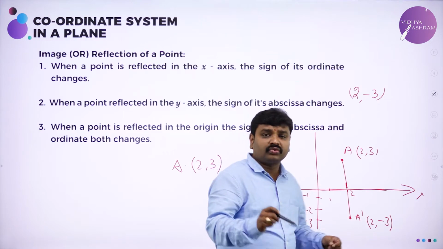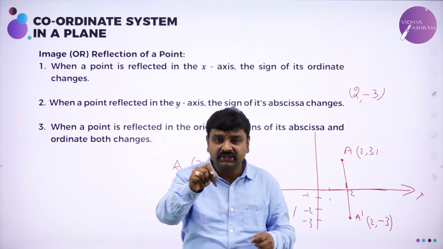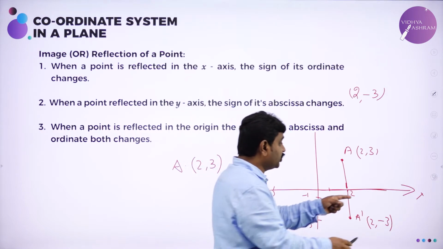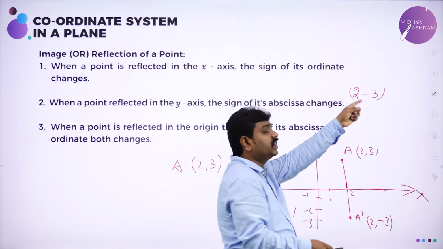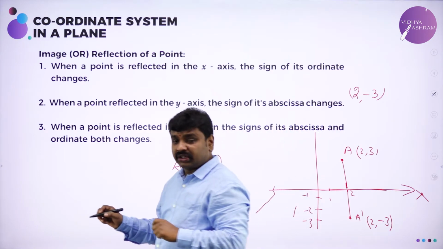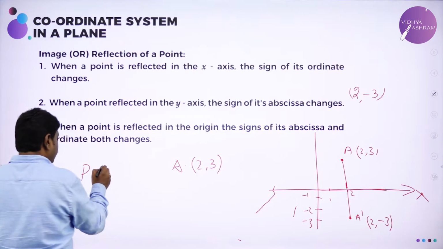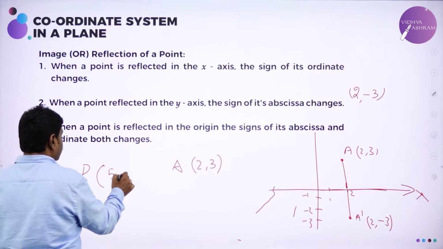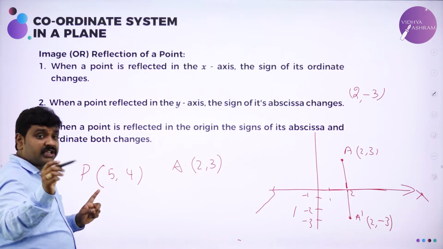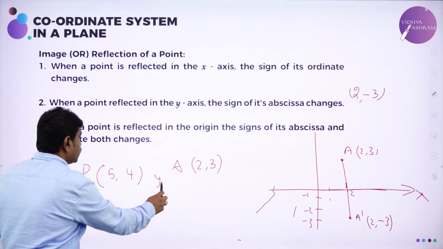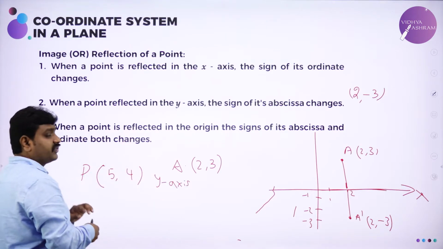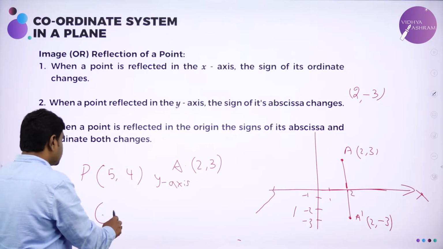All these are diagrammatic representations. If I ask you to find the image with respect to the y-axis, change the x coordinate sign. If I ask you to find the image with respect to the x-axis, change the y coordinate sign. Now I'll give another point, P. No need to draw always. P is 5 comma 4. If I want you to write the image with respect to the y-axis, change the sign of x. It will become minus 5 comma 4.